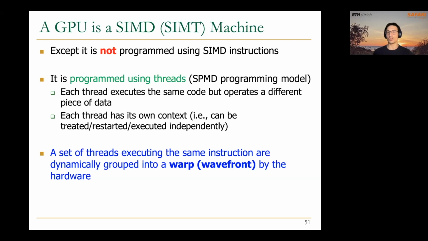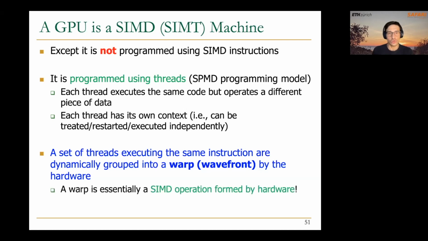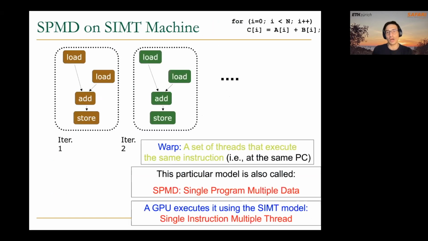So the hardware is going to group the threads into something that we are going to call warps for NVIDIA architectures, or wavefronts in AMD architectures. And these warps or wavefronts are essentially SIMD instructions or sequences of SIMD instructions. So a warp is essentially a SIMD operation or a string of SIMD operations formed by the hardware. A warp is a set of threads that execute the same instruction.